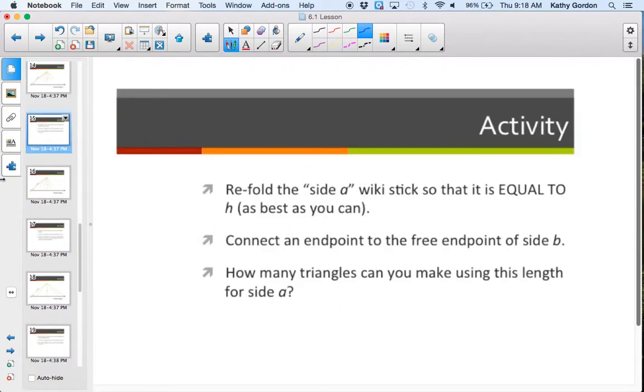Take your side A, that wiki stick, and this time refold it so that it is equal to H, as best as you can. Connect it to the free endpoint of side B and see how many triangles you can make out of that. Trust in your calculations.